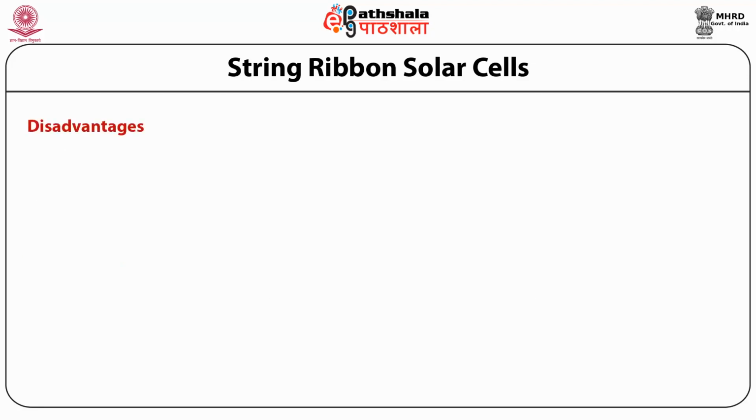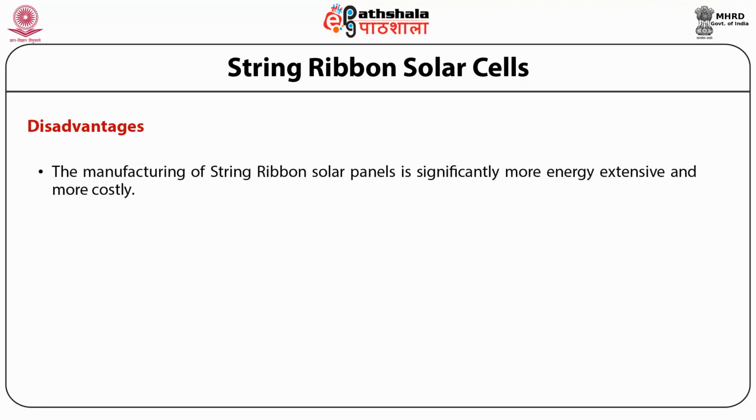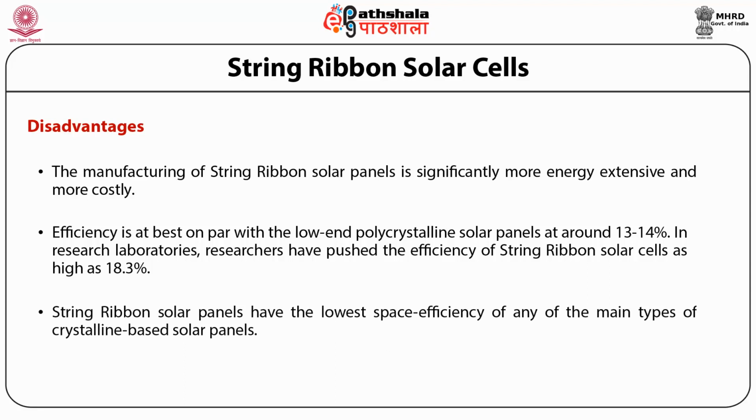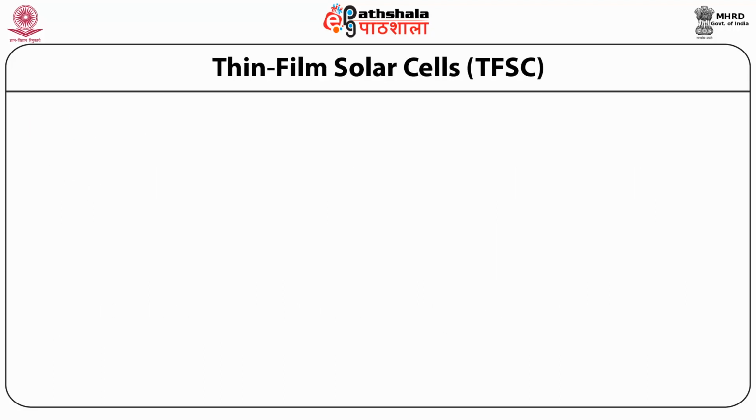Let us now discuss the disadvantages of string ribbon solar cells. First of all, the manufacturing of string ribbon solar panels is significantly more energy intensive and more costly. Secondly, efficiency is at best on par with the low-end polycrystalline solar panels at around only 13 to 14%. In research laboratories, researchers have pushed the efficiency of string ribbon solar cells as high as 18.3%. Thirdly, string ribbon solar panels have the lowest space efficiency of any of the main types of crystalline based solar panels.